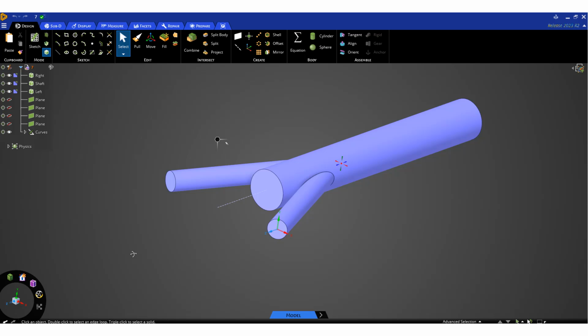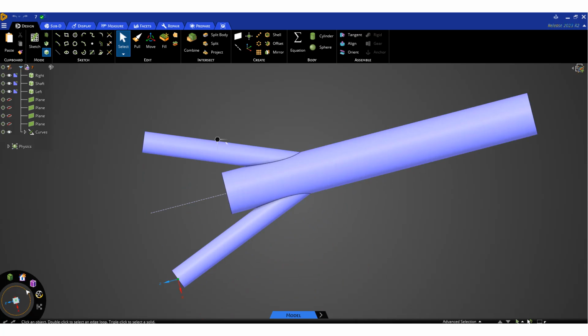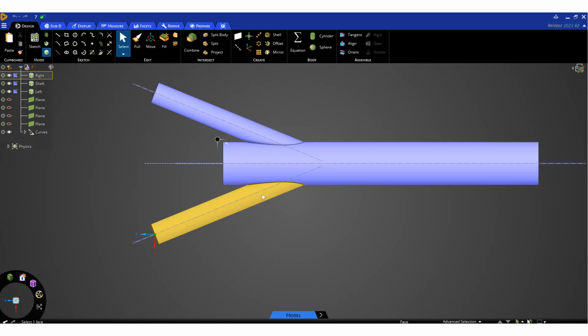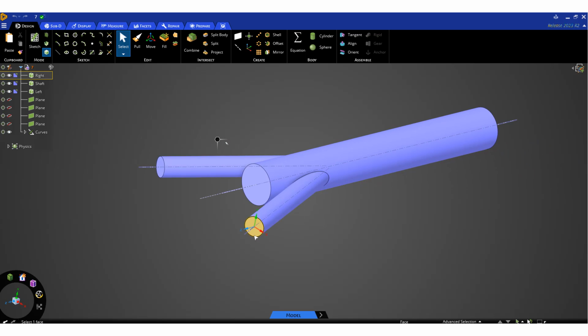This is the model I created. As you can see, I have two circular channels joining together here to the main tunnel, and you can see that the radius for each of these branches is 200 millimeter. They are joining to the main tube, which has the radius of 400 millimeter, and this tube is about 6 meter long.